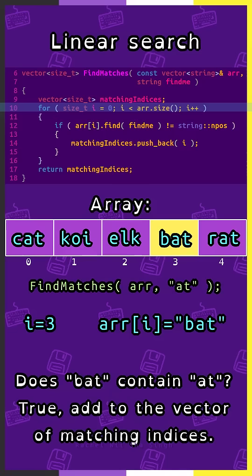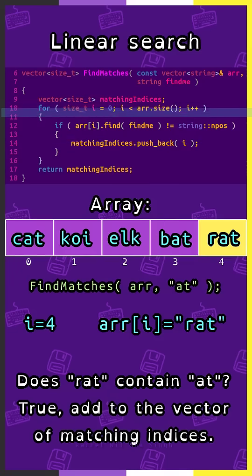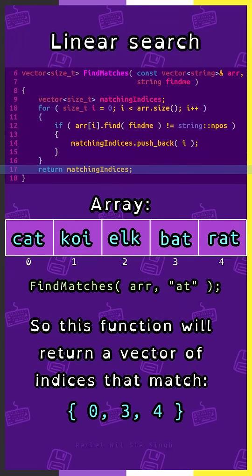For i equals 3, array sub i is bat. Does bat contain "at"? True, add it to the vector. For i equals 4, array sub i is rat. Does rat contain "at"? True, add it to the vector. So this function will return a vector of indices that match. In this case, 0, 3, and 4.